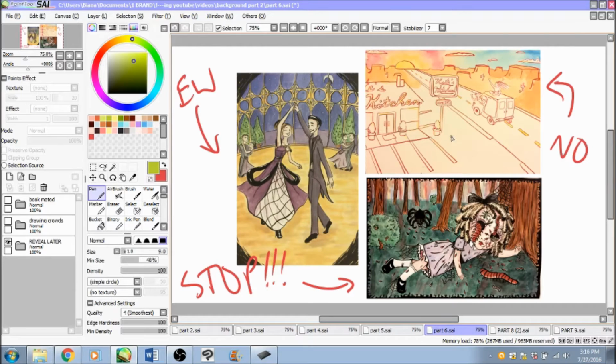This one is so bad that I literally had to stop painting it halfway through because I realized there were so many mistakes. This car is massive. If this car was over here, which is not that much of a distance, it would be more than half the size of this sign, and it'd be more than half the height of this restaurant. So that's a huge problem.